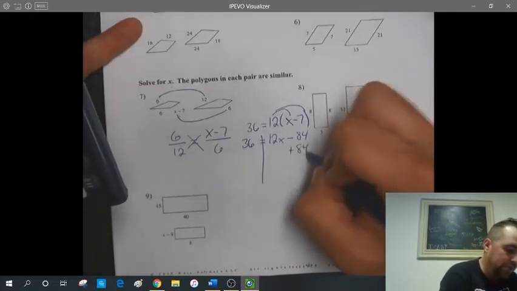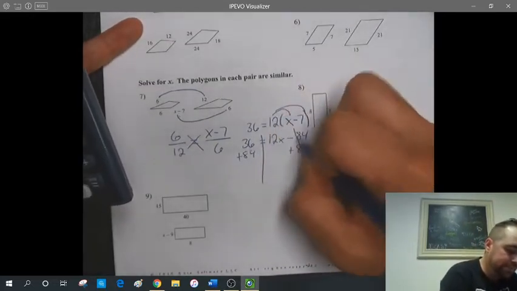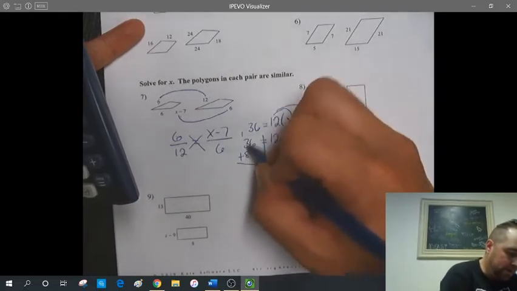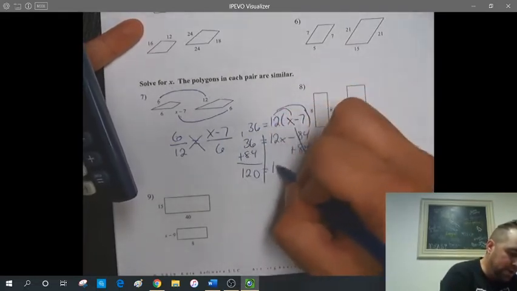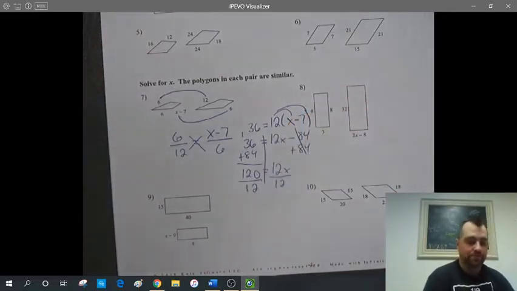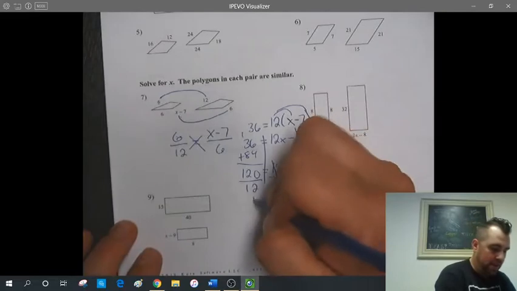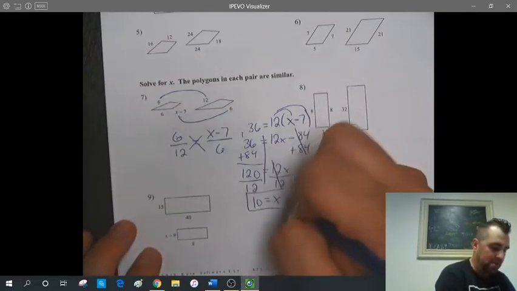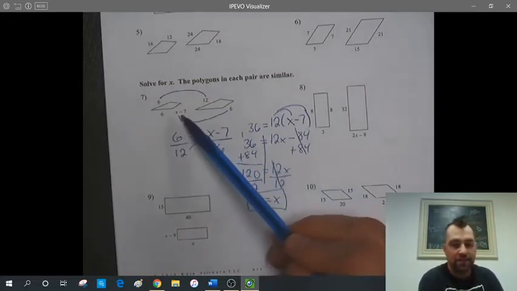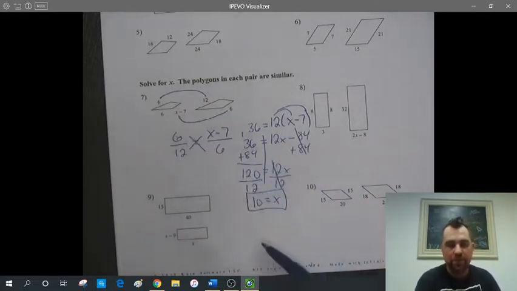So add 84 to both sides first. Let's see, 0 there, 11, 12, so 120 equals 12x. Divide by 12 to both sides, and in this case, x is going to be equal to 10. Okay, so same idea, like solving for a missing side, except the side this time was not just a single variable, it's an expression, so it creates a little bit more work when you're solving for x.